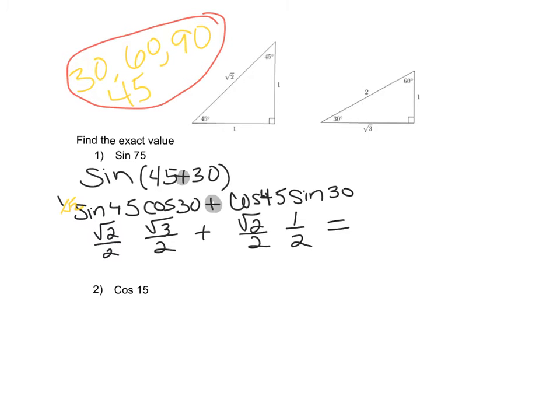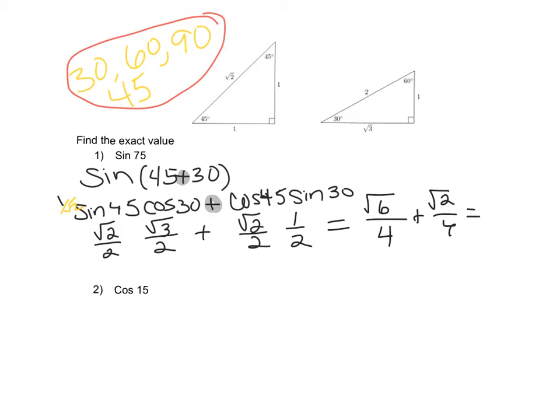All right, now I just do my math. I multiply the numerators. I can multiply radicals with radicals, so that gives me a radical 6. Multiply the denominators. 2 times 2 is 4. And then I'm going to say plus, multiply the numerator. Radical 2 times 1 is radical 2. 2 times 2 is 4.